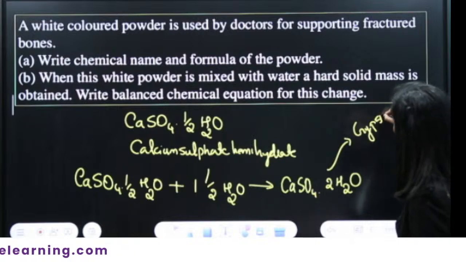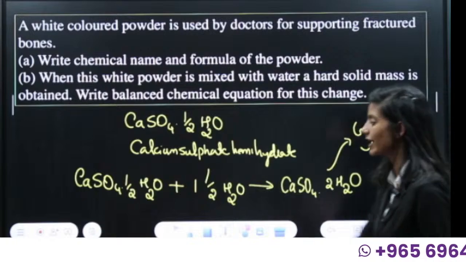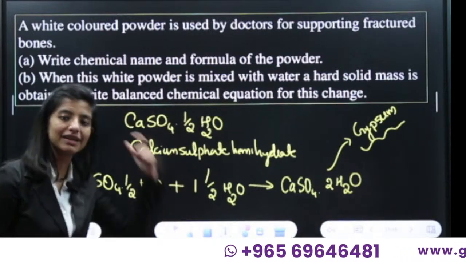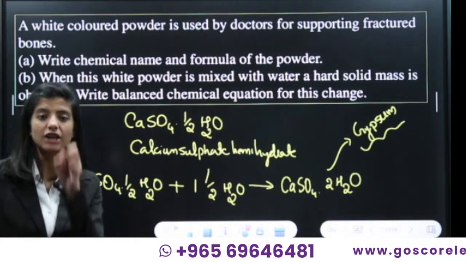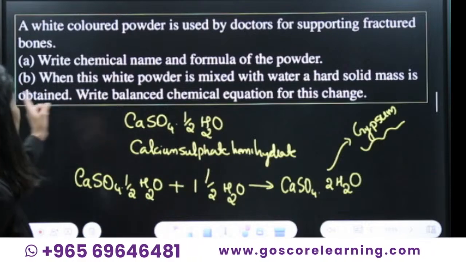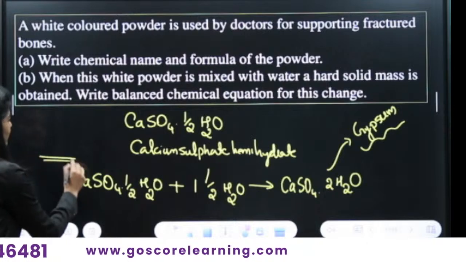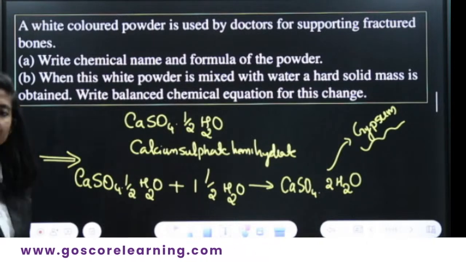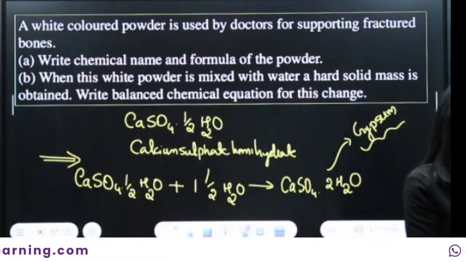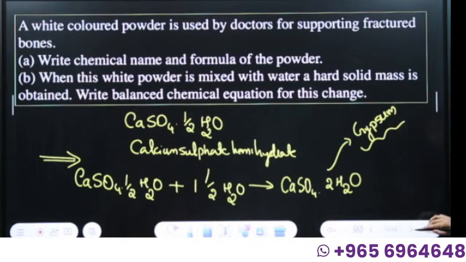Have you heard about gypsum? That is a solid substance that you will get when it is mixed with water. So when we take the plaster of Paris and mix it in water, you will get a white solid substance called gypsum. Now write the balanced chemical equation for the change. This is your balanced chemical equation. Super easy, right? Yes, it is. We'll go with the next one.